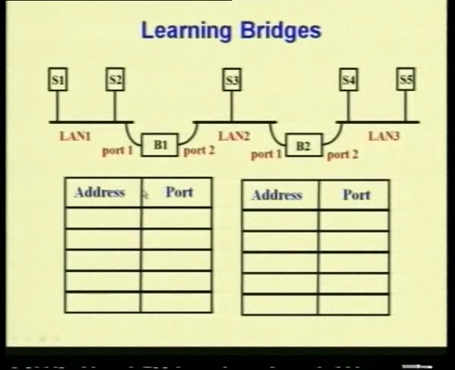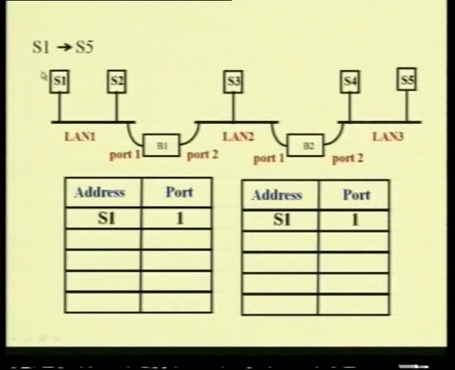So, let us look at the first transmission, that is, say S1 does a transmission to S5. Now, when S1 does a transmission to S5, that transmission will be available on LAN 1 and it will be received by the bridge B1. So, it receives it on port 1. So, what bridge B1 does is, it says that okay, I received a frame whose source address was S1 and it came on port 1.